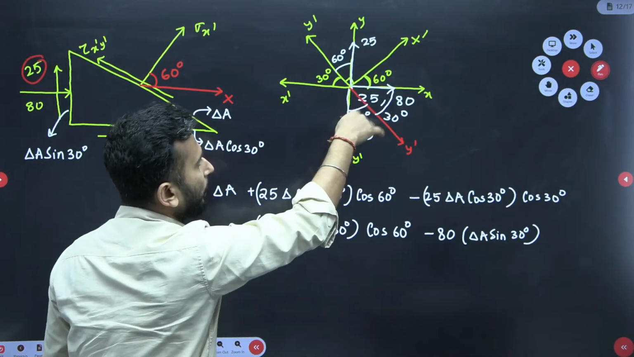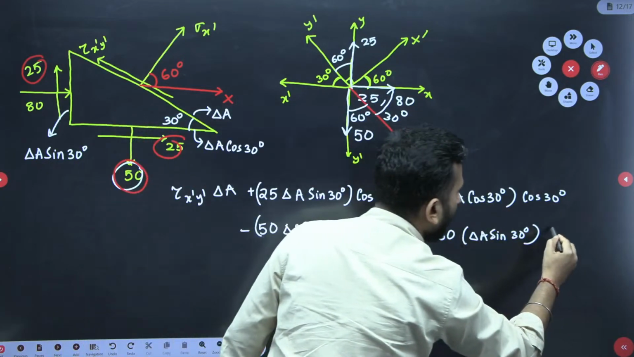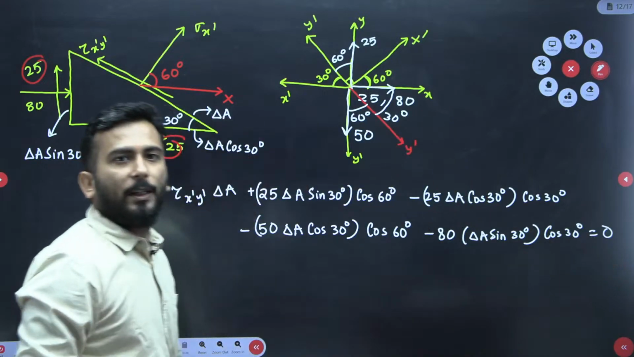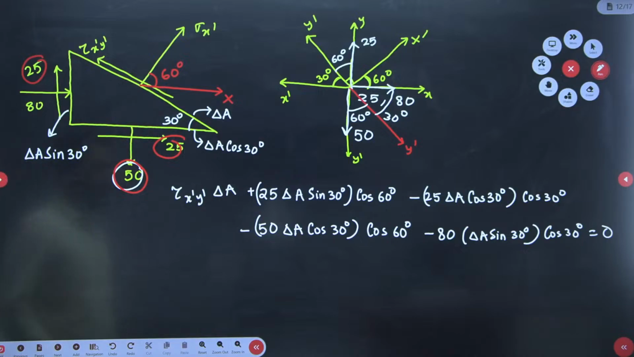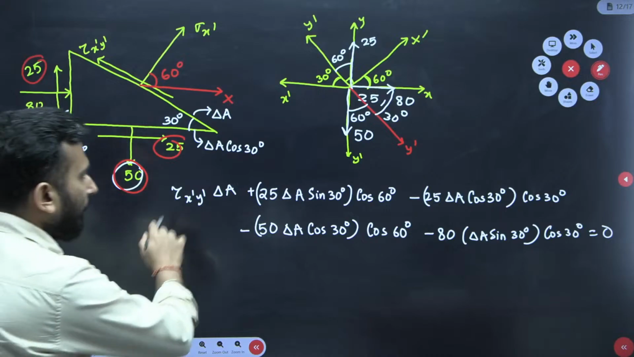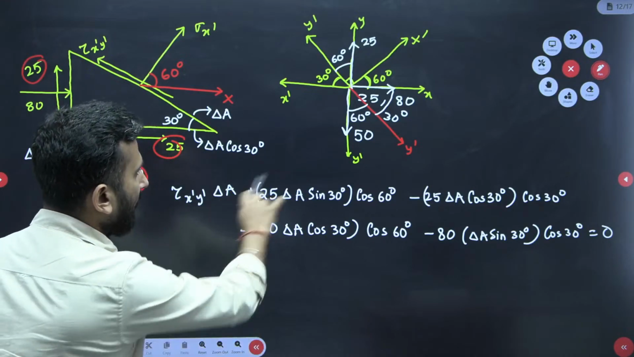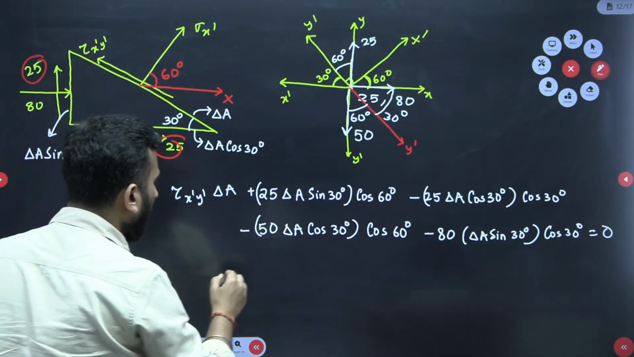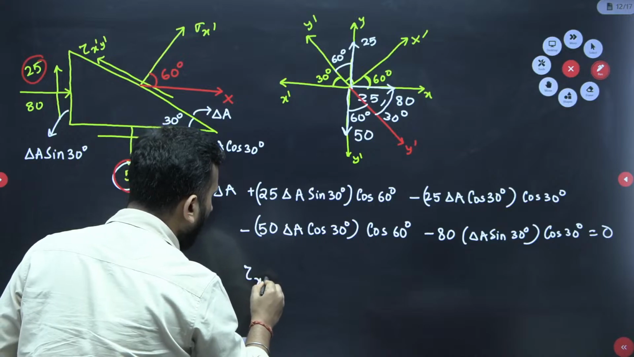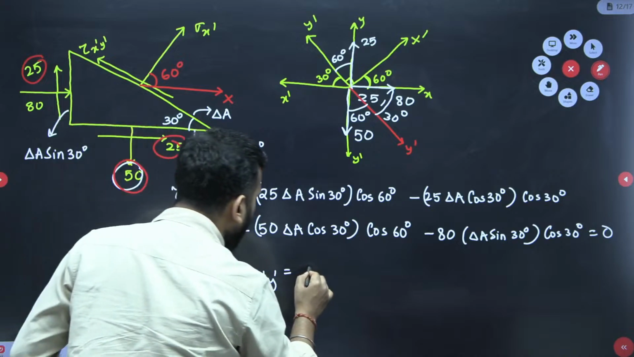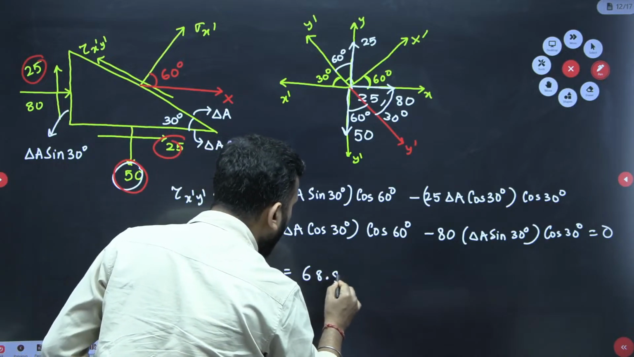And take the angle cos. This angle 30, cos 30. Any more forces are there? No. Equal to 0. Done. So if delta A is present in all the terms, gone. Only one unknown, tau x dash y dash. And if you solve this, you will be getting 68.8 MPa.